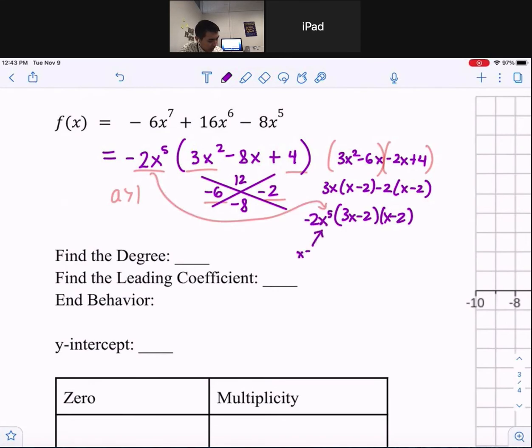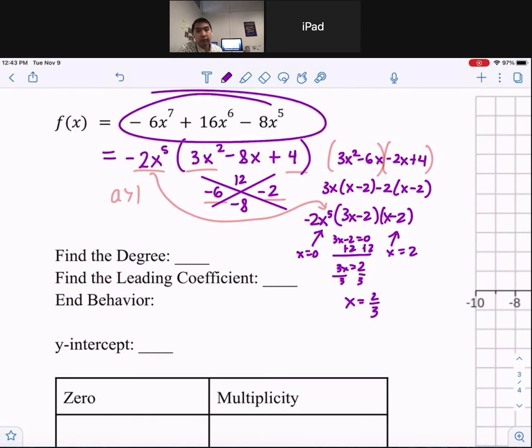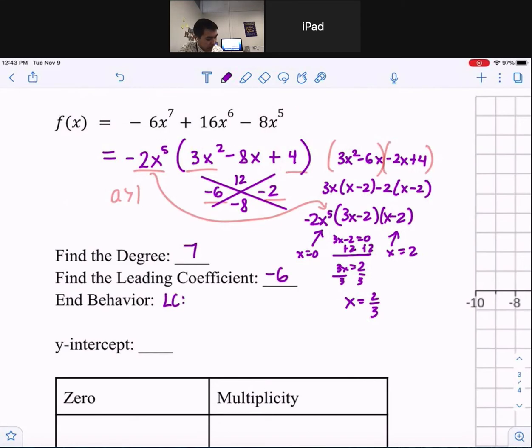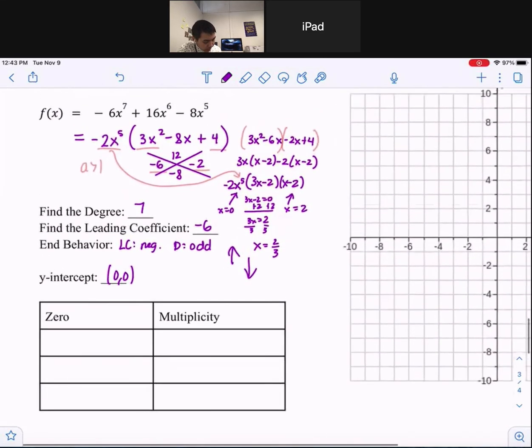So this one, x equals 0. This one, x equals 2. This one, you have to set that equal to 0 and solve. Add 2 to both sides. Divide both sides by 3. x equals 2/3. Degree, look at the original. It's 7. Leading coefficient's negative 6. So leading coefficient's negative, and your degree is odd. Negative odd is down and then up. And y-intercept 0, 0. Okay, so we got x equals 0, we got x equals 2/3, and we got x equals 2.